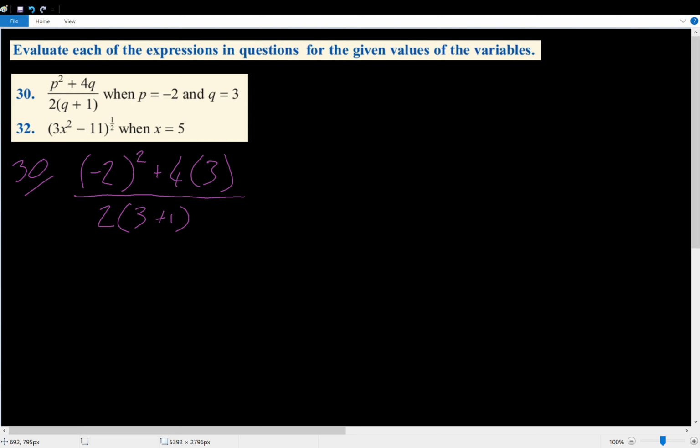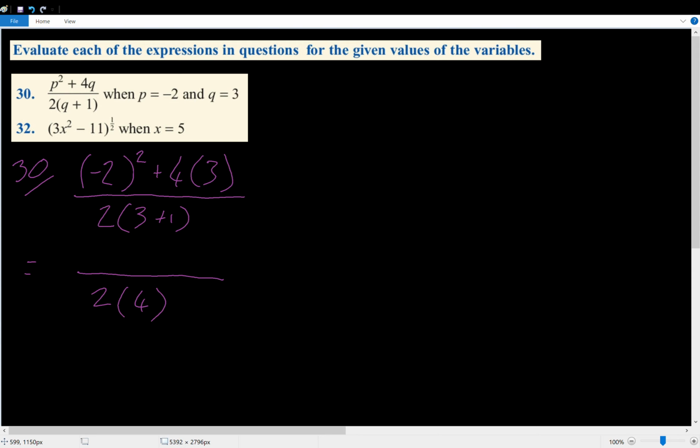Now we have to remember our order of operations when we're going through this. So the first letter of that is b, which stands for brackets, so we do the sum inside the brackets. So for the next bit down, on the bottom, we're going to have 2 bracket, and 3 plus 1 is 4.